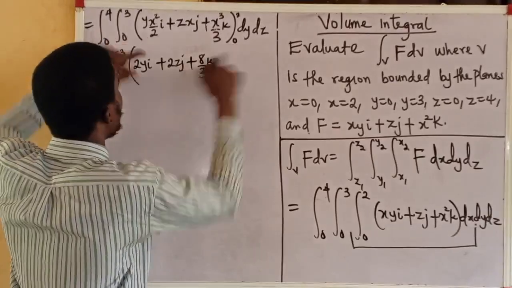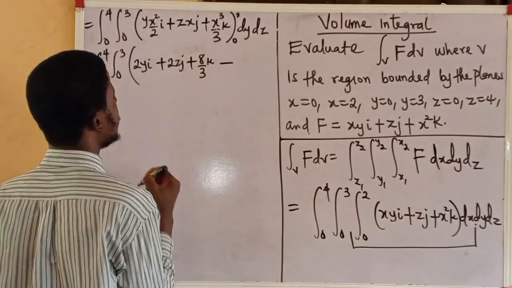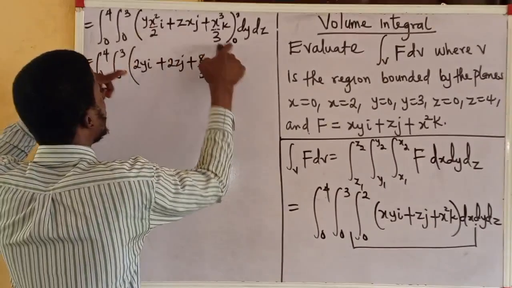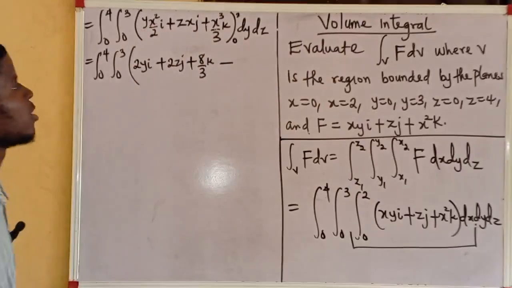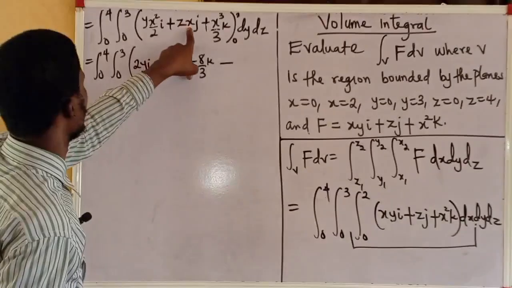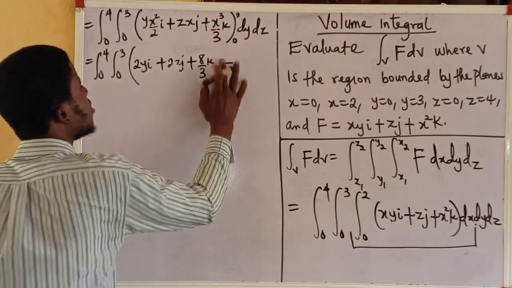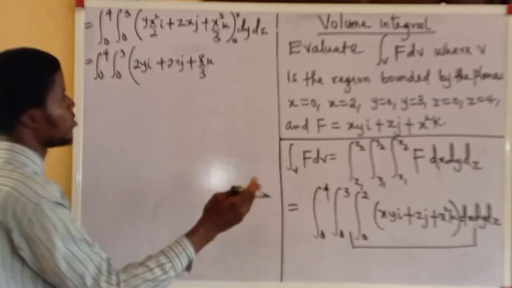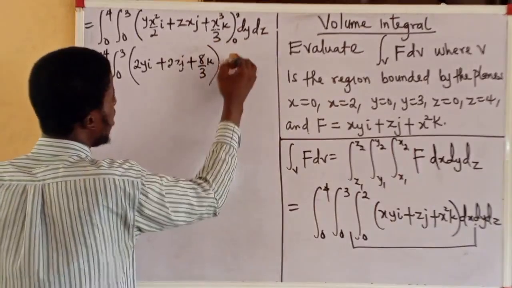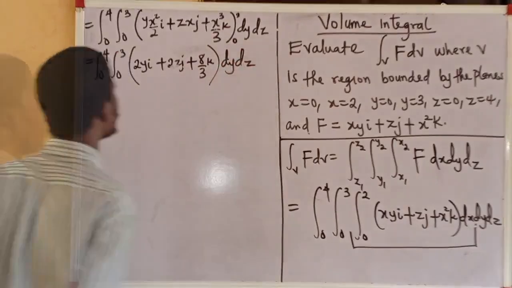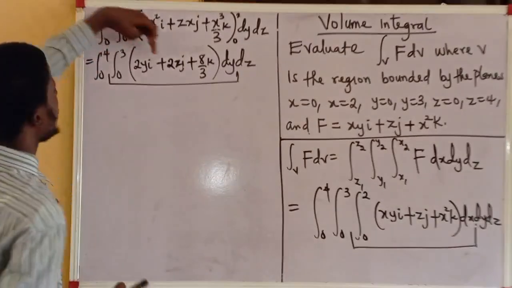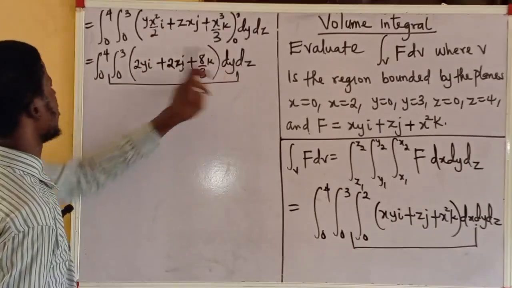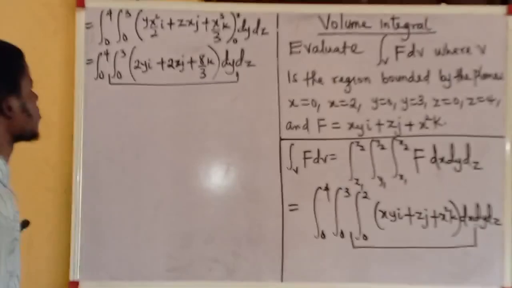If you plug in 0, we're going to say minus. We'll now plug in 0 for x. Everything will become 0 at the end. Check it. 0 here is 0, here is 0, and here is 0. So there's no need to write a minus since it's going to give us 0. Let's just proceed. We have dy dz. So let's evaluate this integral, the integral of this function with respect to y from 0 to 3.